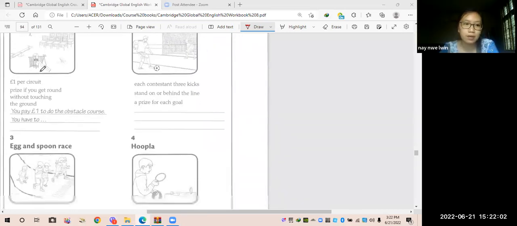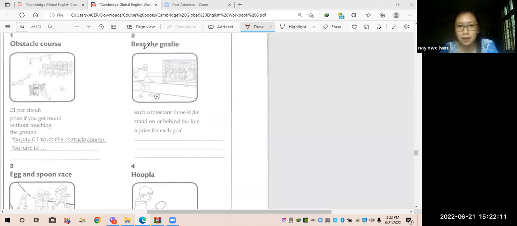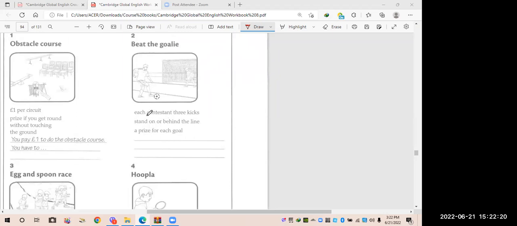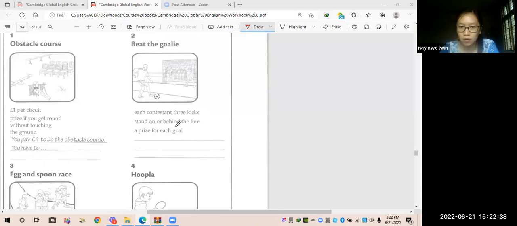So for number one, we can only write one more sentence, right? By using have to. So you have to get round without touching the ground, right? So how about game two, beat the goalie? So how can we write the rules by using these phrases, these modal forms? "You have three kicks for each contestant." And how about this one? "You must stand on or behind the line." Yes, you can stand on or behind the line, right? You can have three kicks and you can stand on or behind the line.